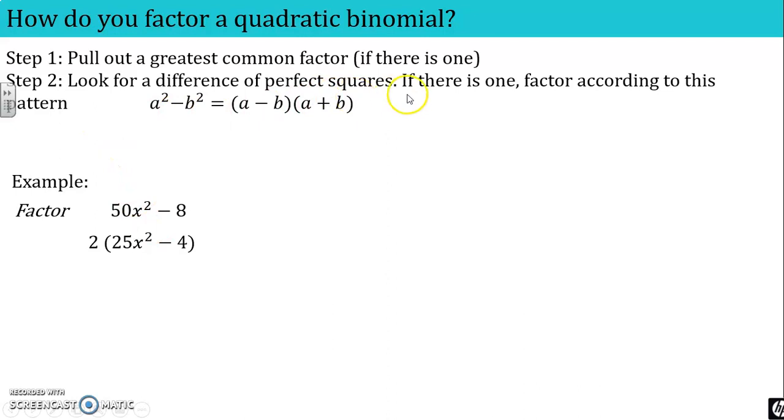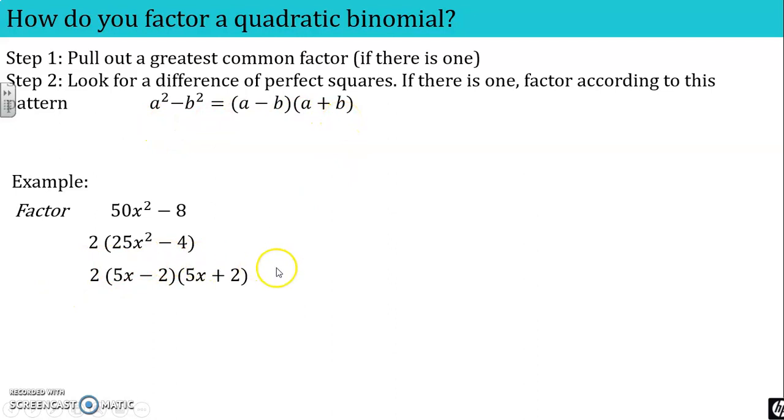Look for a difference of perfect squares. And we notice there's a difference of perfect squares inside the parentheses. So this is the first question where we've seen step 1 and step 2 apply to a single question. So I've already done step 1 and step 2 is still relevant. I have to continue factoring this quadratic inside the parentheses. The 2 doesn't disappear. So the 2 stays there, and then this quadratic inside the parentheses gets factored further according to the difference of perfect squares pattern.